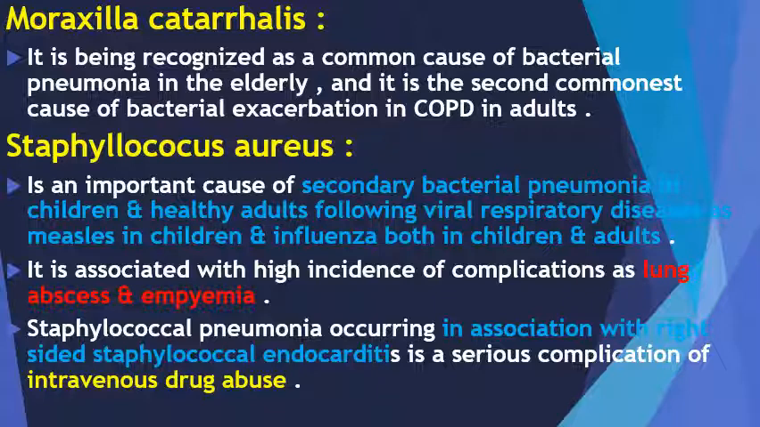It's associated with a high incidence of complications such as lung abscess and empyema. Actually, Klebsiella pneumonia and Staphylococcus are the most common causes of lung abscess. Staphylococcal pneumonia occurring in association with right-sided staph endocarditis is especially considered a serious complication of intravenous drug abuse. Those patients who take intravenous drugs are more liable or prone to get right-sided endocarditis and also Staphylococcus pneumonia.